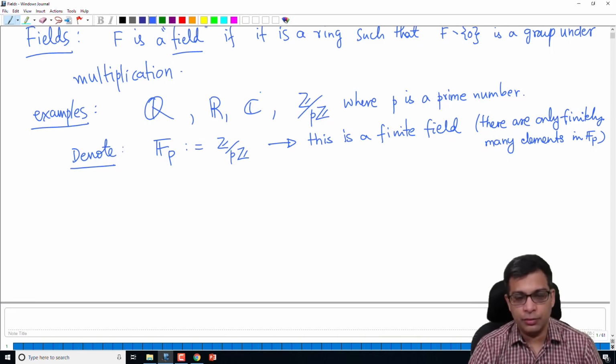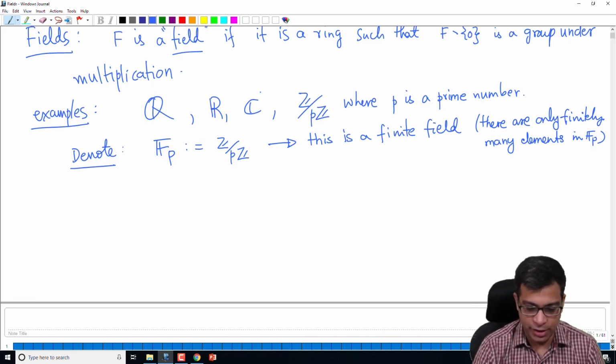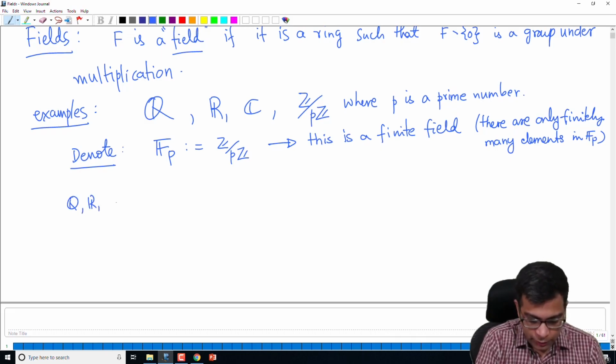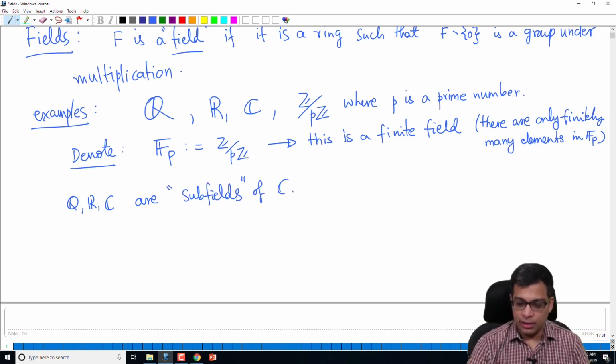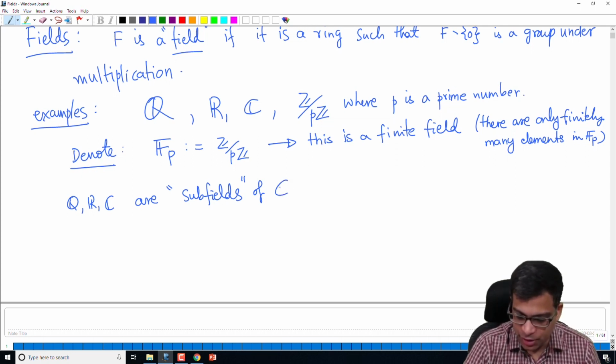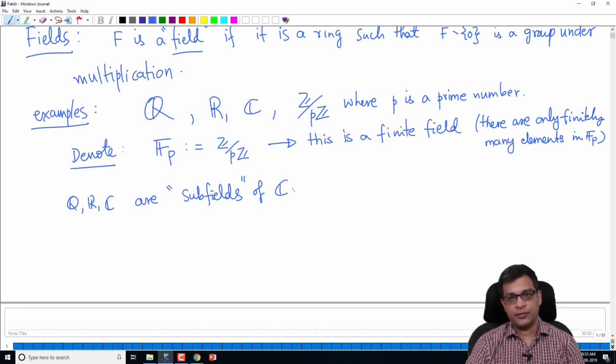So there are two classes of examples here I am discussing, right? So Q, R, C are subfields of C. So unlike in the case of rings where we have subrings but they did not feature prominently in our study of rings, there we looked at ideals, homomorphisms of rings, quotient rings. These were the important operations and objects in the study of rings. Whereas in the study of fields, we are often going to study subfields of a field. So rather we are going to study pairs of fields where one contains the other.